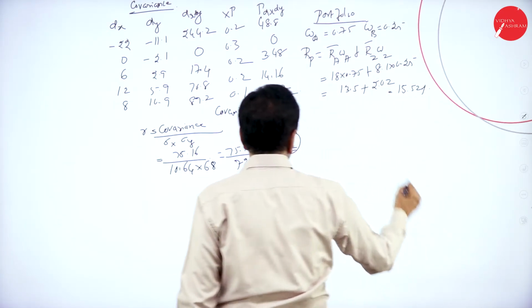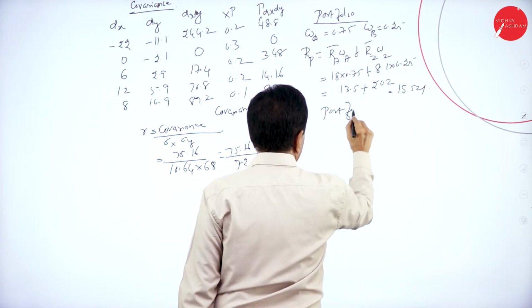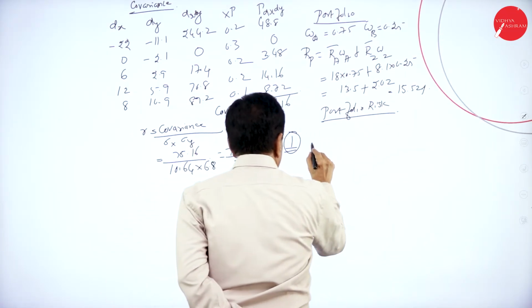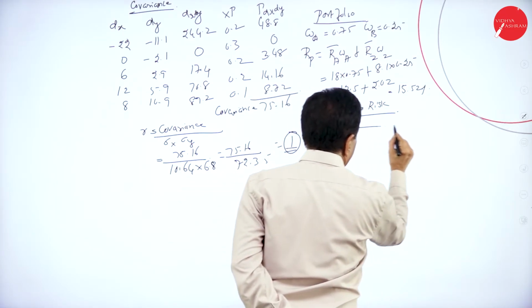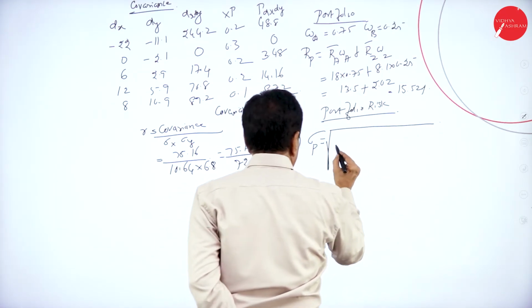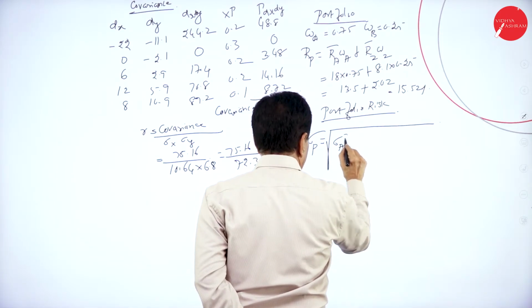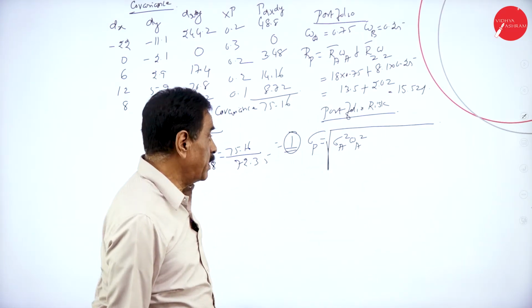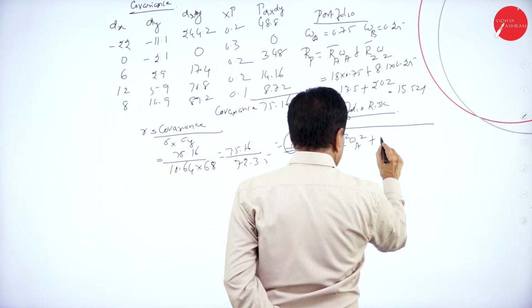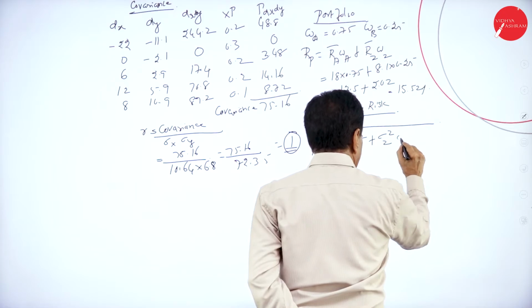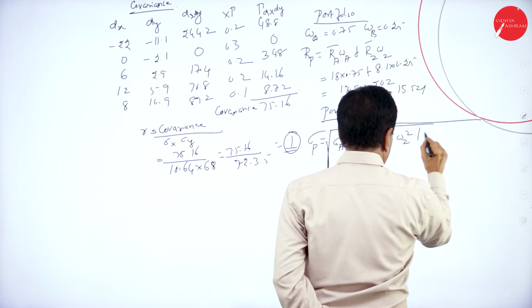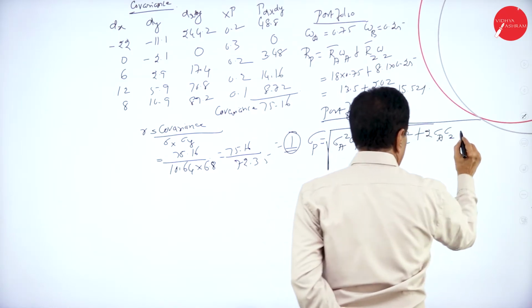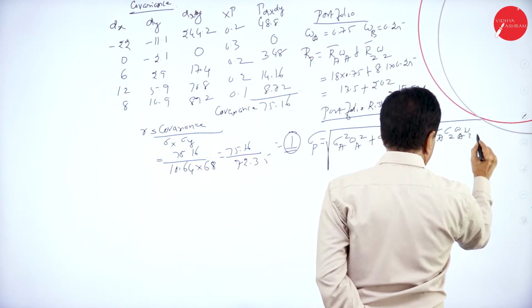Then regarding the portfolio risk, slowly: root of standard deviation A square, WA square, plus standard deviation Z square, WZ square, plus 2 into standard deviation A, standard deviation Z, weight of A, weight of Z into R.